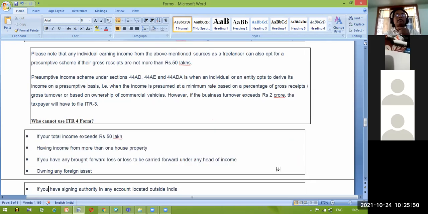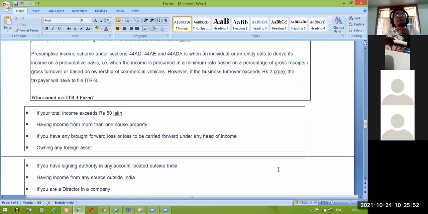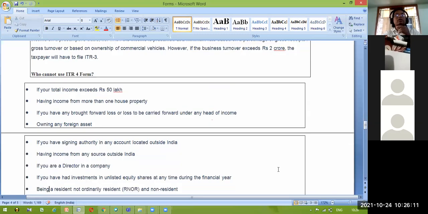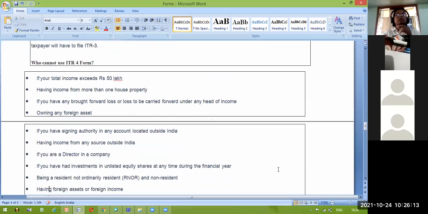And who cannot file ITR 4? If your income exceeds 50 lakh, you cannot come to ITR 4. Having income from more than one house property, you cannot come to ITR 4, just like ITR 1. If you have any brought forward loss under any head, you cannot come here. Owning any foreign asset, you cannot come here. Foreign asset, if you are having, cannot come here. Go to some other form.